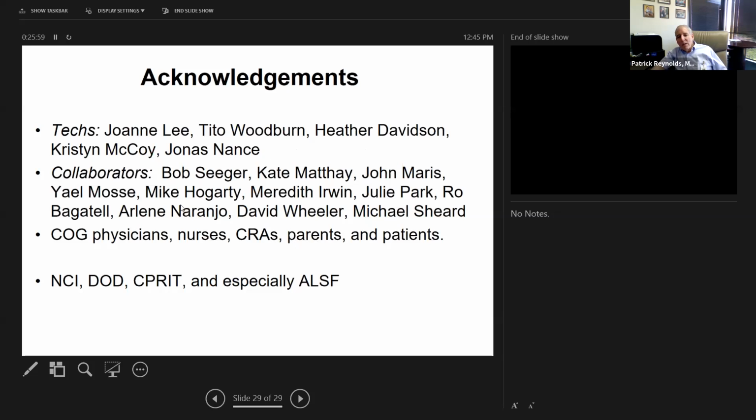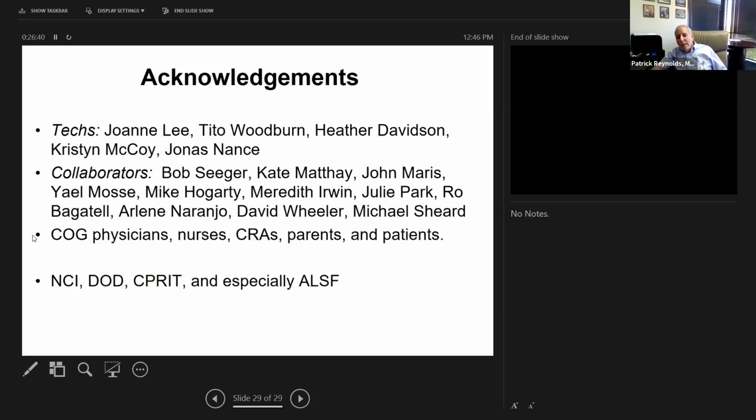The collaborators I've had over the years, and I don't have all of them listed here, especially I don't have my students and postdocs that have really done a lot of work on these, but starting with Bob and Kate, John and Niall, and Mike Hogarty, Meredith Irwin, Julie Park, Ro Bagatelle, all of these people have made sure that we get samples and work with us on getting data and samples, and I can't thank them enough. And for you that get models, please realize these are the people that helped you get them. Arlene Arano gets us the update on the clinical annotation and works with us on the bioinformatics comparison of these. David Wheeler's done the sequencing, and Mike Shear did a lot of the ALO work I showed you.